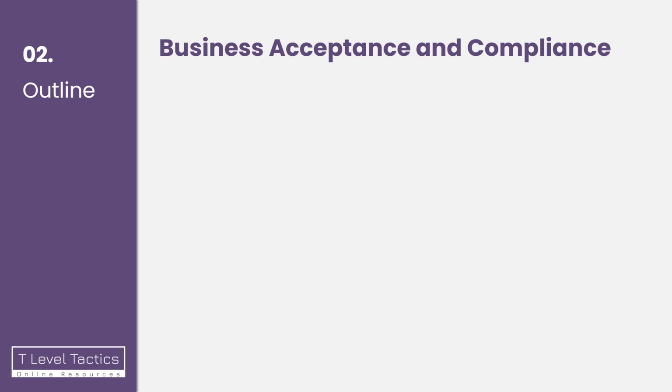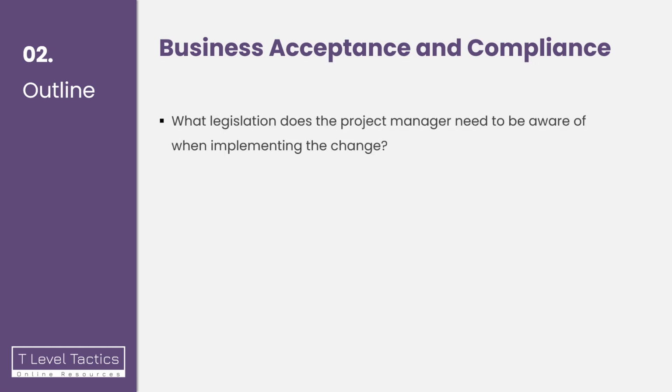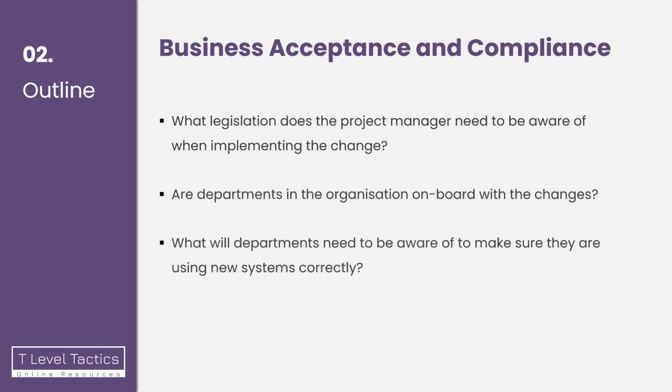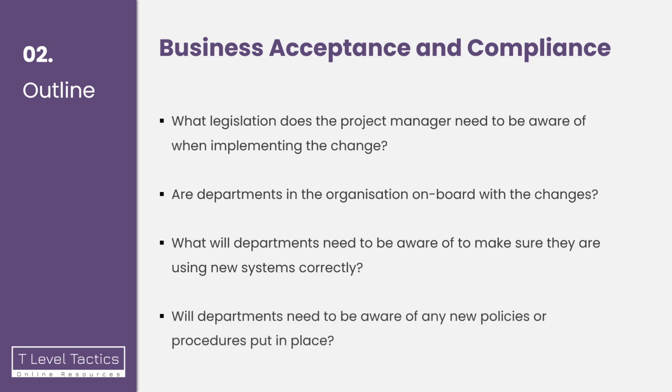Business acceptance and compliance is thinking about the kinds of legislation that project managers might need to be aware of when implementing changes. It can also be thinking about different departments in the organization and making sure they're on board with it, that they're aware of what changes are coming. You'll also need to think about what will they need to know to ensure they're using new systems correctly? And will departments and staff need to be aware of any new policies or procedures put in place?